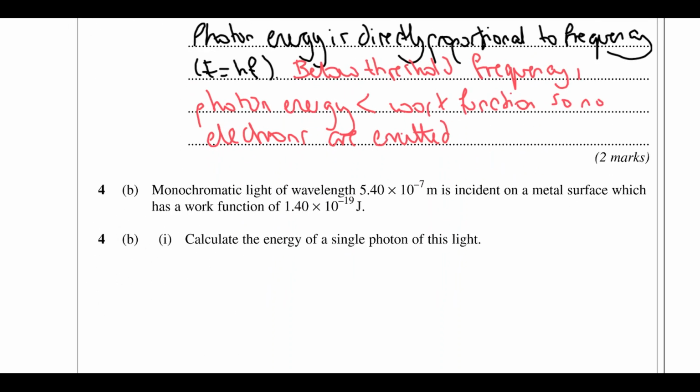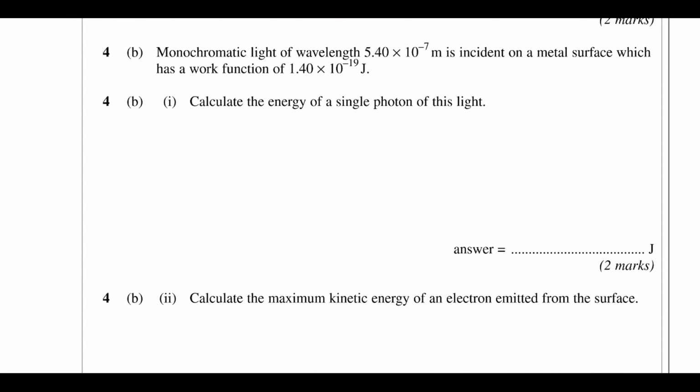Okay, so then we've got a calculation based on this. So we've got light of wavelength 5.4 times 10 to the minus 7, and it's incident on a metal surface with a work function of 1.4 times 10 to the minus 19. Calculate the energy of a single photon of this light. So E equals hf equals hc over lambda. That's actually in your formula sheet as well, but we're just substituting the wave equation into there.